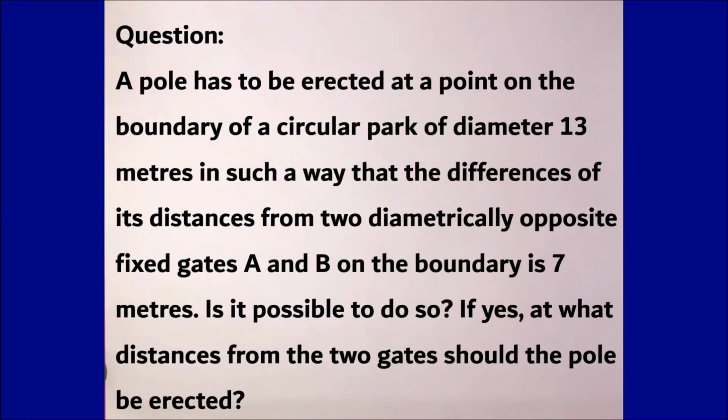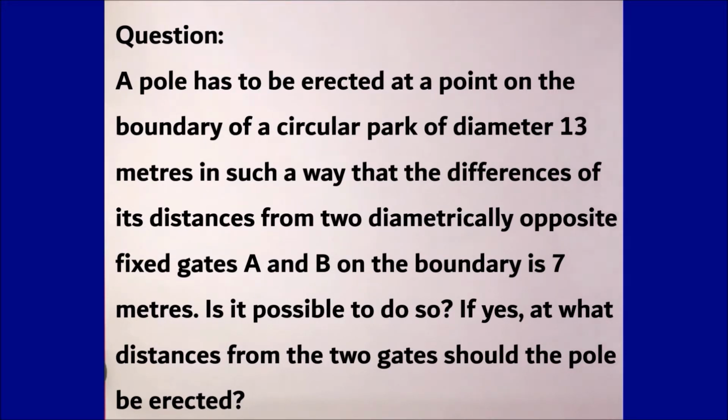Now coming to the question, a pole has to be erected at a point on the boundary of a circular park. So as per the question, there is a circular park where a pole has to be erected, and the diameter of the circular park is 13 meters, and the pole has to be erected in such a way that the difference of its distances from the two diametrically opposite fixed gates A and B on the boundary is 7 meters.